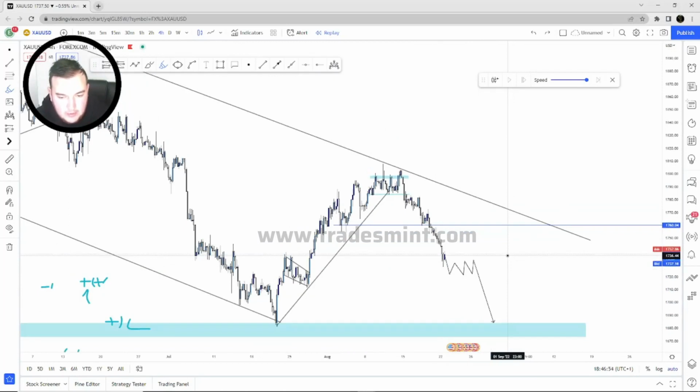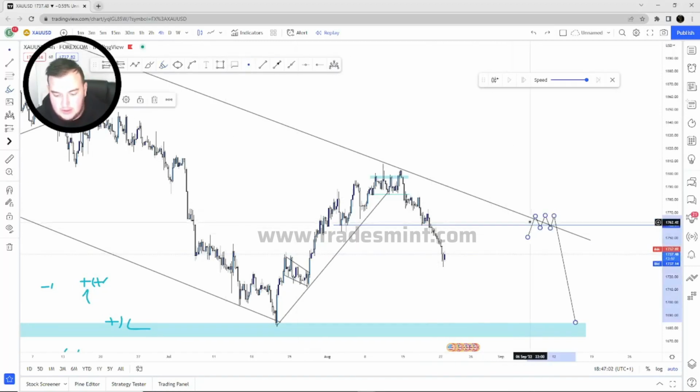You should not be looking for a bullish flag in a bearish trend. You should not be looking for a bearish flag in a bullish trend. Okay, I want to be very, very clear. It is not how it should be traded.